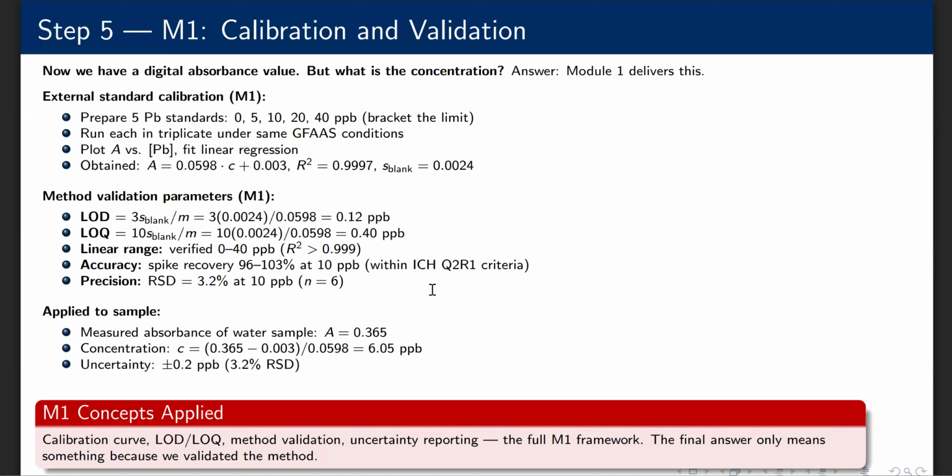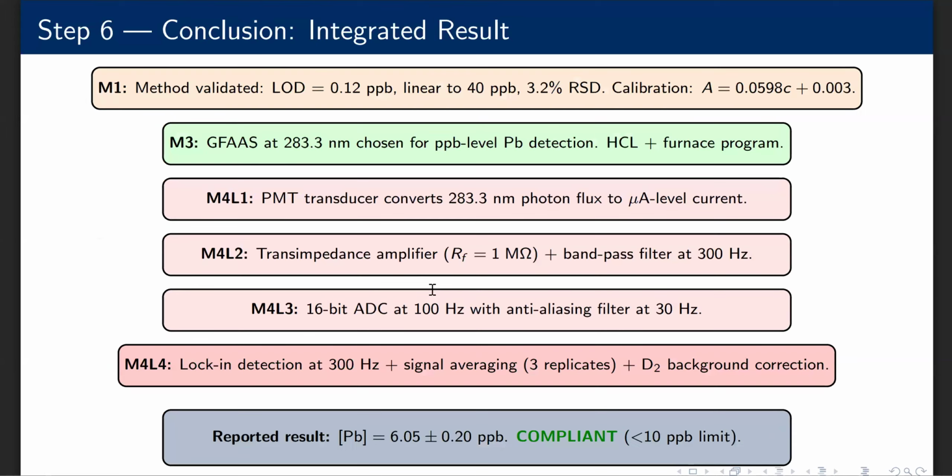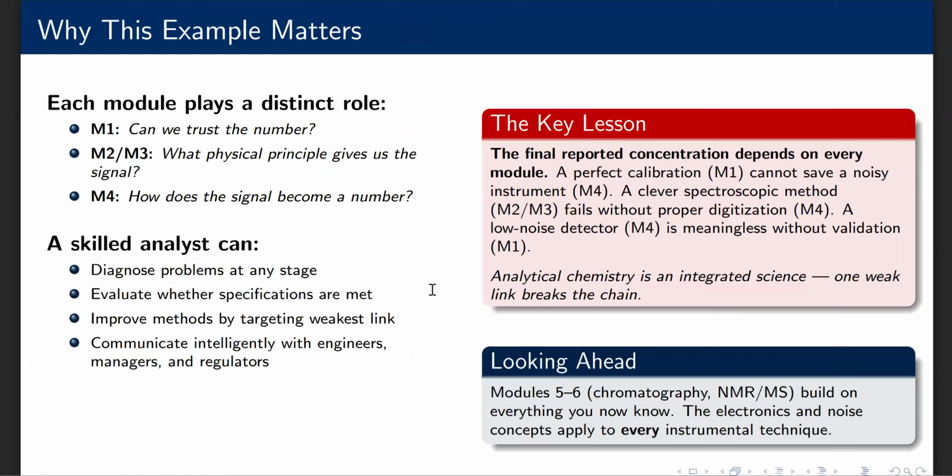All right, let's put it all together. We have used all of our previous modules, including the current electronics module, and we've reported a result which is compliant with the Philippine FDA. So why is this important? Each module plays a distinct role in every analytical measurement. Module 1 asks, can we trust our result? Modules 2 and 3 ask, what physical principle gives us the signal, so how do we get the signal? And then module 4 asks, how did that signal become a number?